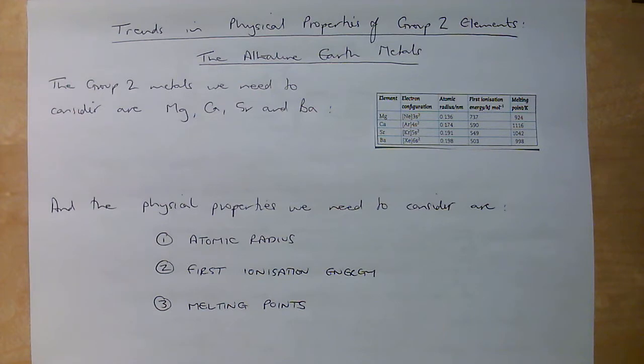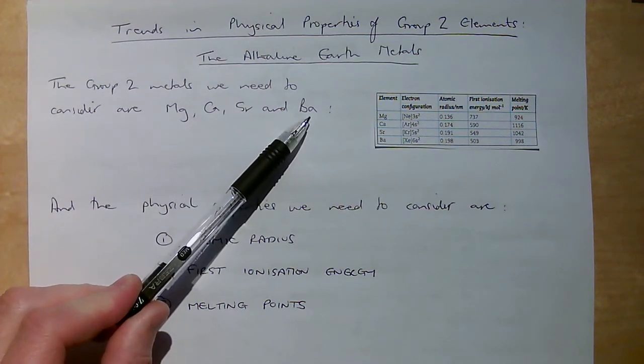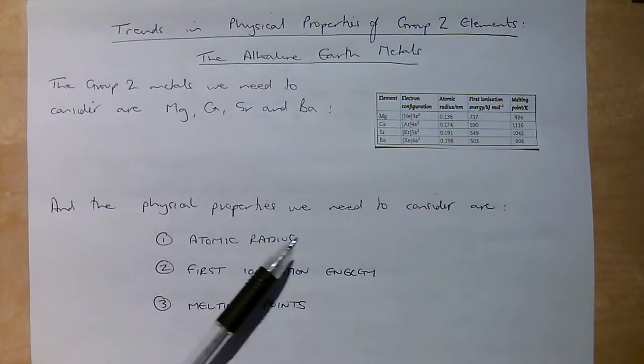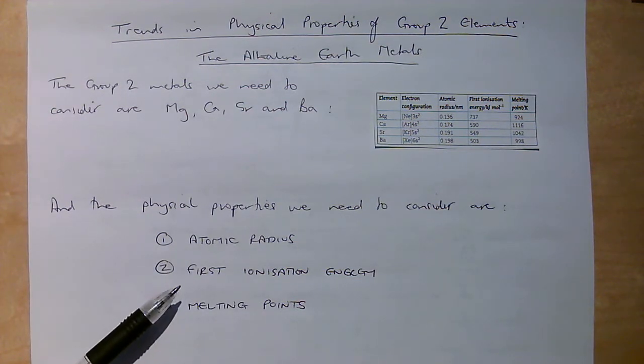Today we're going to have a look at the trends in physical properties of group 2 elements. These are also known as the alkaline earth metals. First of all, the group 2 metals we need to consider are magnesium, calcium, strontium and barium. And the physical properties we need to consider are atomic radius, first ionization energy and melting points.